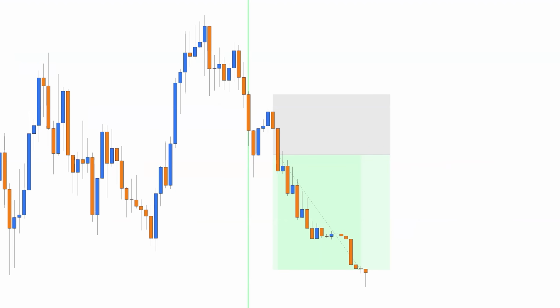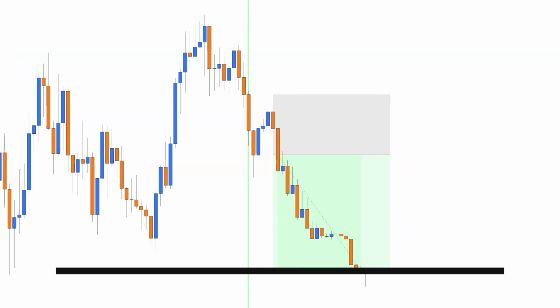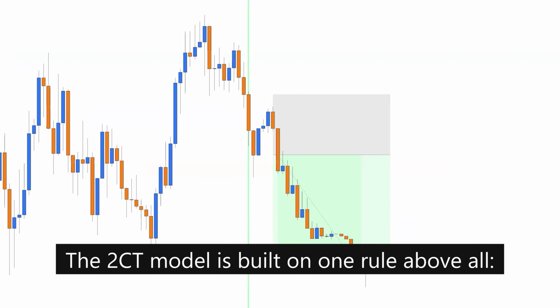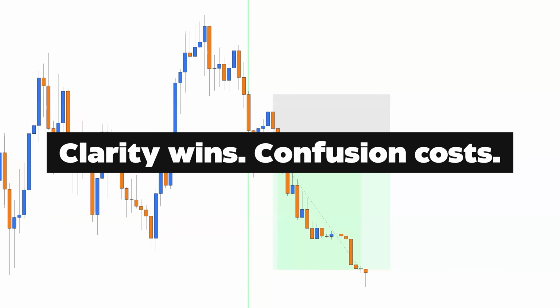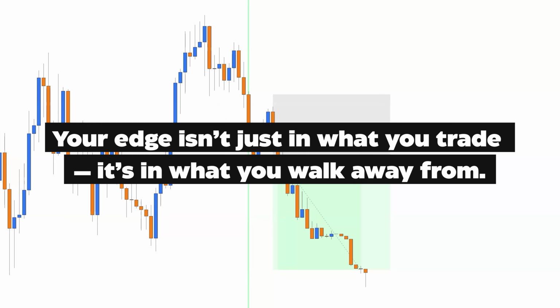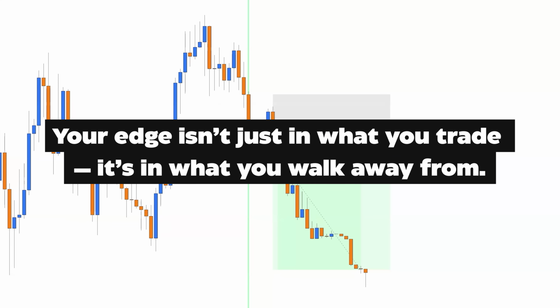If the structure doesn't scream at you, then don't trade. Wait for the lower highs, the higher lows, and let that story form. Wait for the structure to mirror clarity and not chaos. The 2CT model, guys, is built on one rule above all. Clarity wins, confusion costs. Stick to A plus setups, let the rest go, because your edge isn't just in what you trade, it's in what you walk away from.